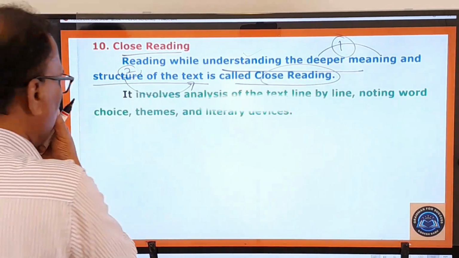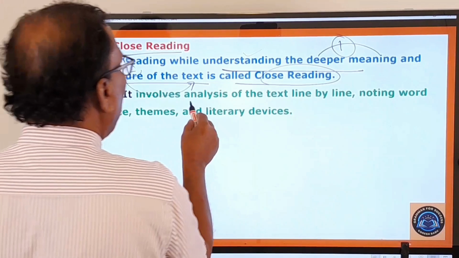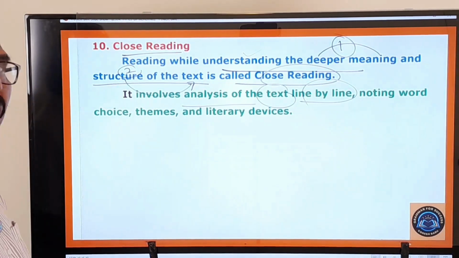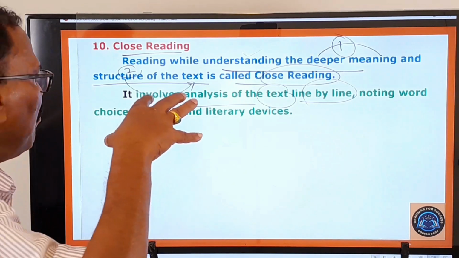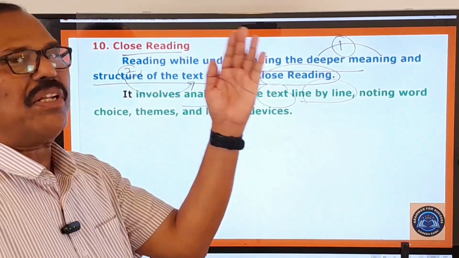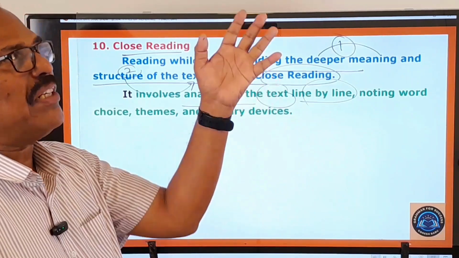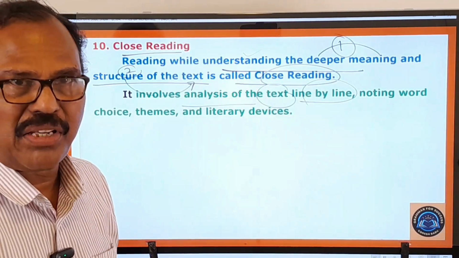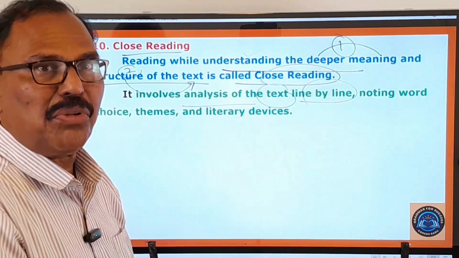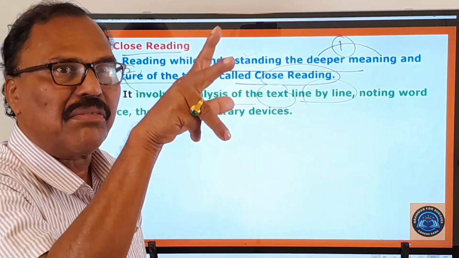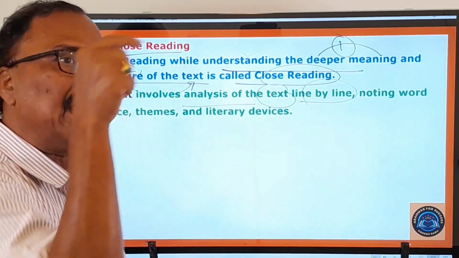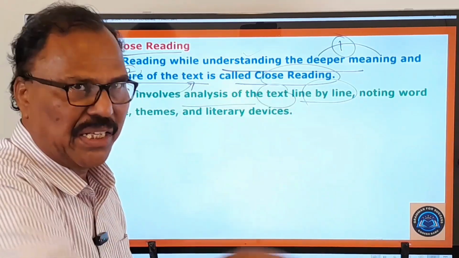And here you pay attention, and it involves analysis of the text line by line. If you want to understand the meaning of Ozymandias, what did you do? You went for the line by line meaning of that. If you want to understand the meaning of the poem The Cloud, written by P.B. Shelley, what do you do? You go for line by line meaning. Whenever you read line by line, you understand the deeper meaning, the inner meaning of that.